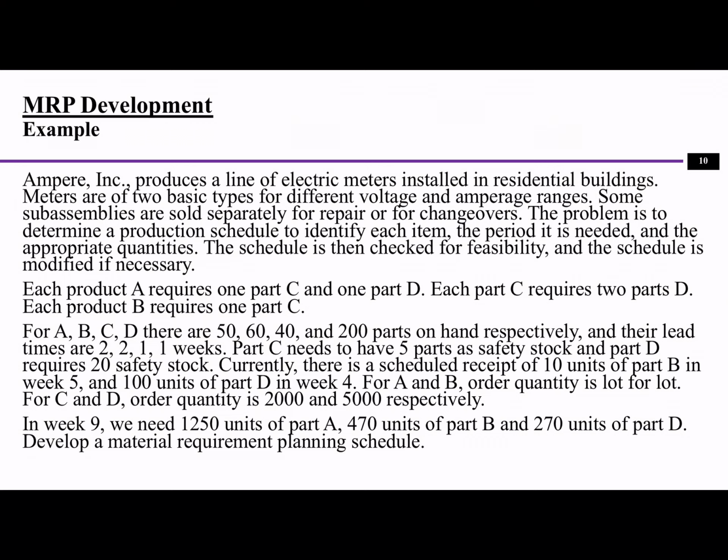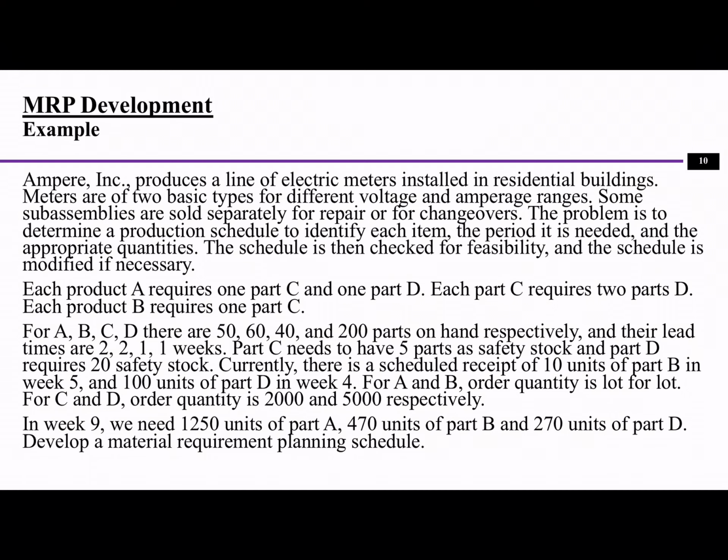All right, so a company produces a line of electric meters installed in residential buildings. Meters are of two basic types for different voltage and amperage ranges. Some sub-assemblies are sold separately for repair or for changeovers. The problem is determining a production schedule to identify each item, the period it is needed, and the appropriate quantities. The schedule is then checked for feasibility, and modified if necessary.